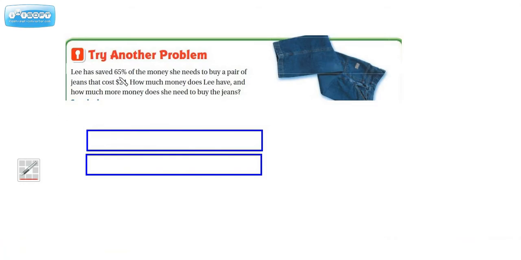Lee has saved 65% of the money she needs to buy a pair of jeans that cost $24. How much money does Lee have, and how much more money does she need to buy the jeans? I'm going to recommend we use a double tape diagram to organize our thinking first, and then you'll be able to figure it out from there.